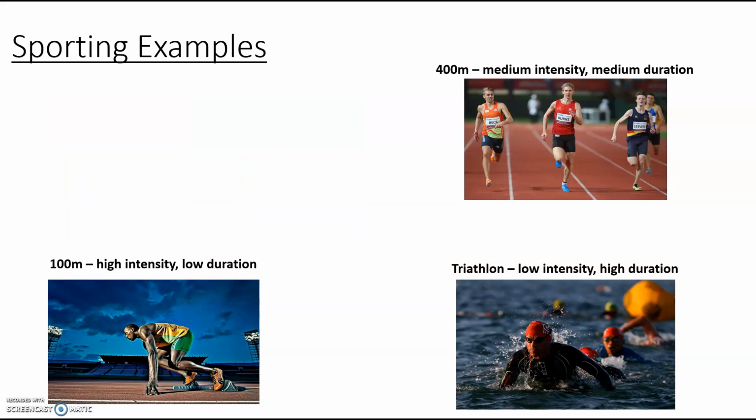Sporting examples of different intensities, we have the 100 meters at high intensity, lower duration, where it's a maximal race, so you want to do it as quick as possible and you wouldn't slow down that much as it's only 10 seconds long. You also have 400 meters for the medium intensity, medium duration, and finally a triathlon for the low intensity, high duration, as it lasts for a very long time.